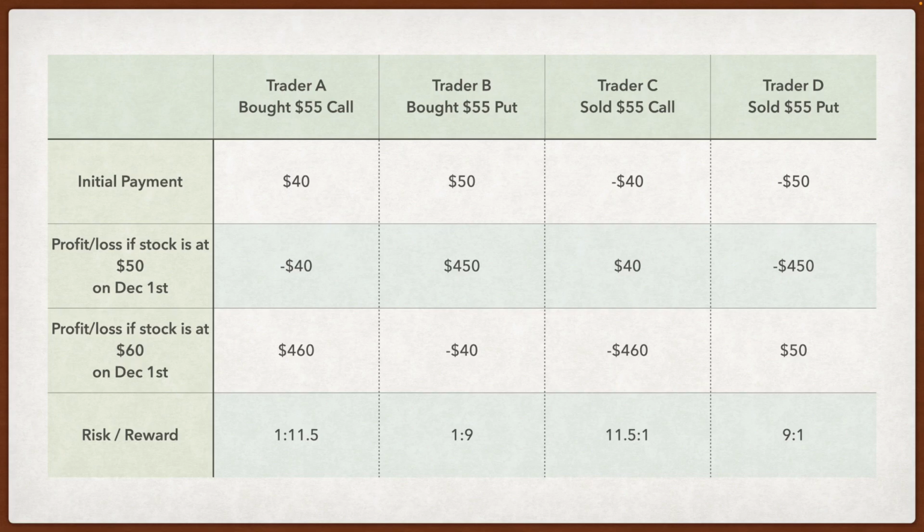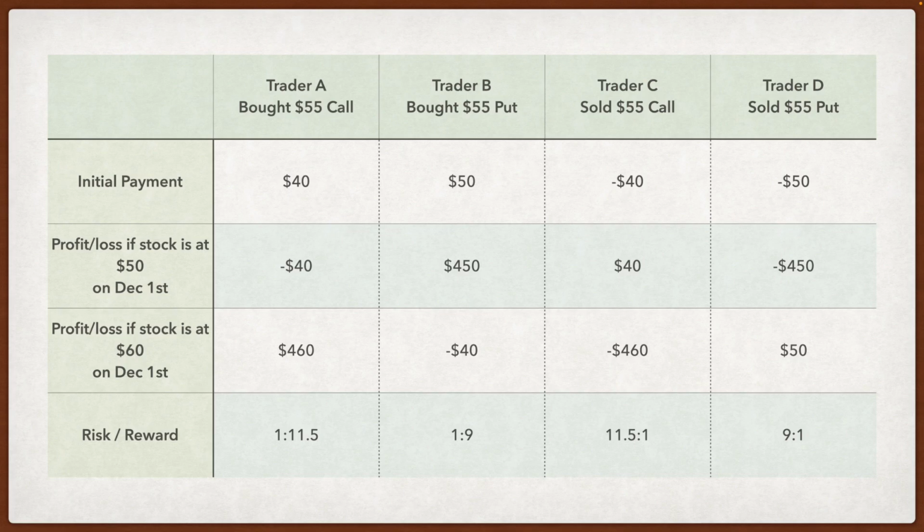Now, if the stock is at $60, then trader A, who bought the call, makes $460, whereas trader B loses the $40. Now, trader C loses $460 because they were the one that sold the call, and trader D keeps the $50 because they sold the put. Now, if you're wondering about the risk to reward, the risk is how much money you are potentially going to lose, and the reward is how much you eventually gain.